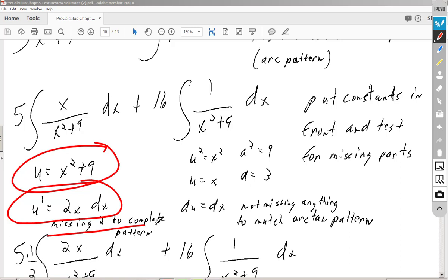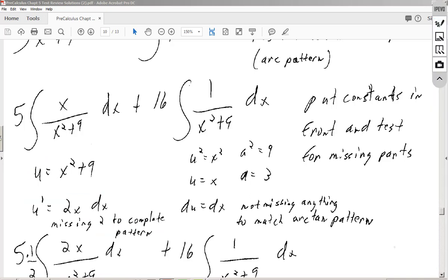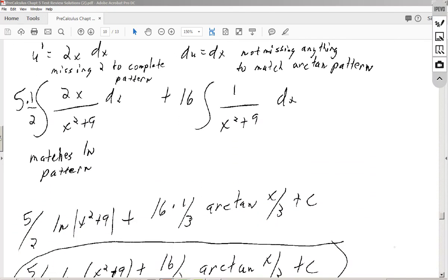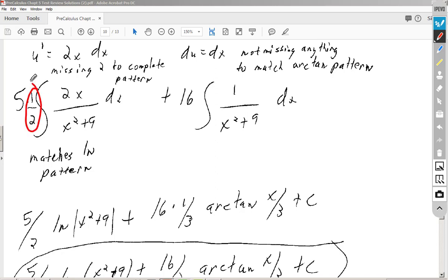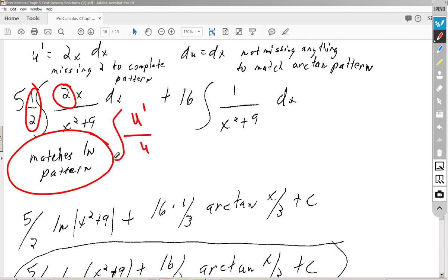So I'm missing 2 to complete my pattern. So I'm going to go ahead and put in my 2. And when I put in my 2, I need to offset that with this 1/2 out front. Now it matches the ln pattern. The ln pattern which says I have u prime all over u. So if I have the integral of u prime all over u, my answer is just the ln of the absolute value of u.